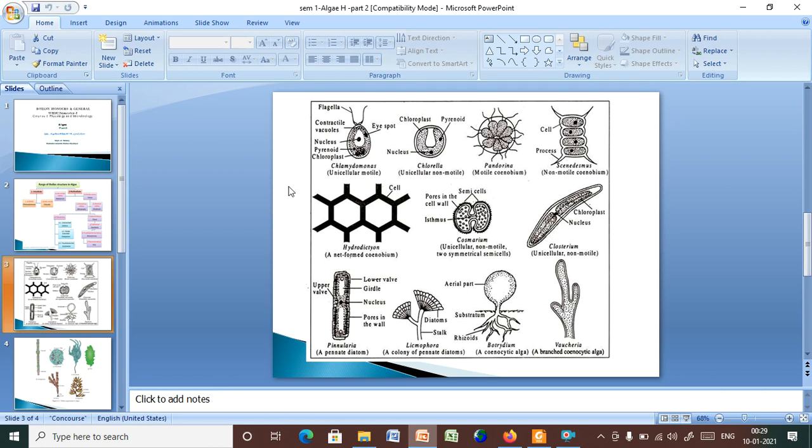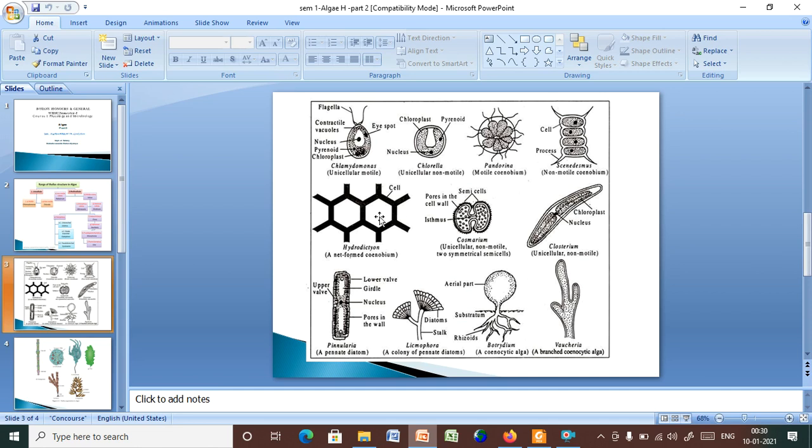And they may also form the unicellular non-motile or coccoid type. This is the second one, represented by Chlorella. In the unicellular non-motile or coccoid type, the cell is small, more or less spherical, and non-flagellate. This is the most important characteristic feature, and non-motile members include Chlorella, Chlorococcum, etc.